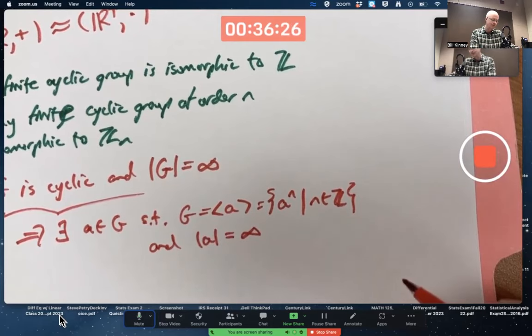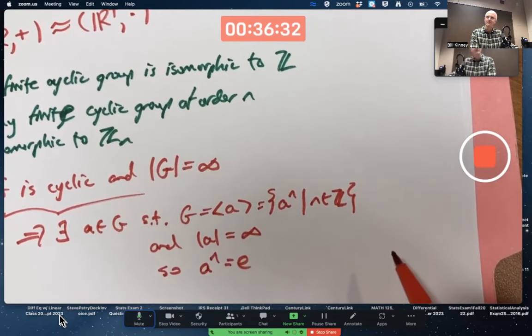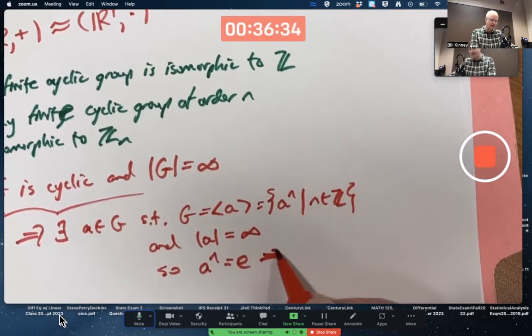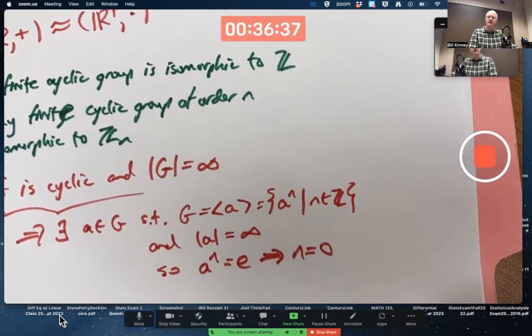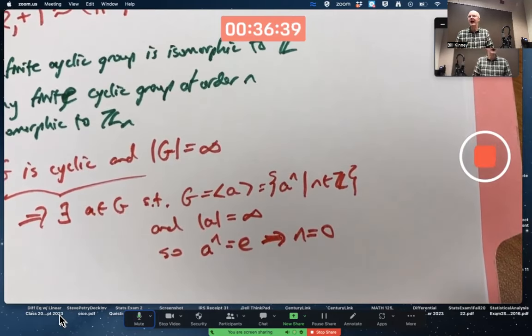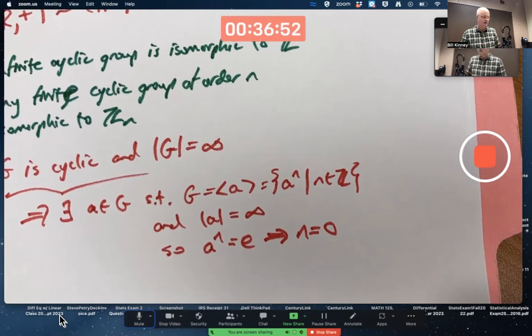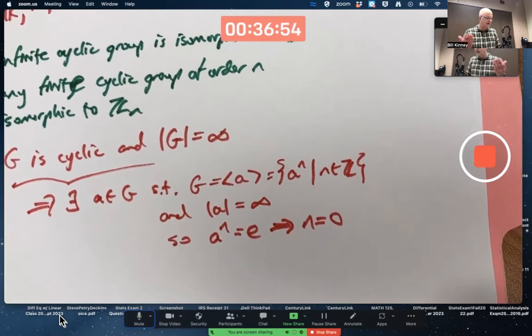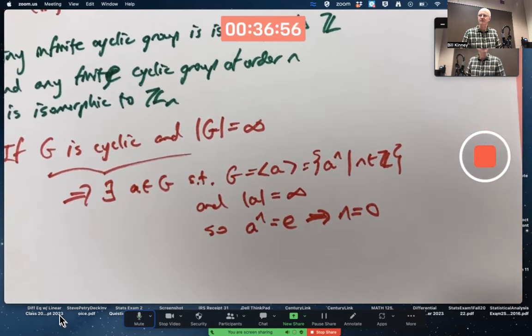So A to the n being the identity, the only way that can happen is if n is 0. There's no smallest positive power bringing you back to the identity. There would also be no biggest negative power bringing you back to the identity, because the order of G is infinite, therefore the order of A is infinite. Somehow that must be useful in coming up with the isomorphism.